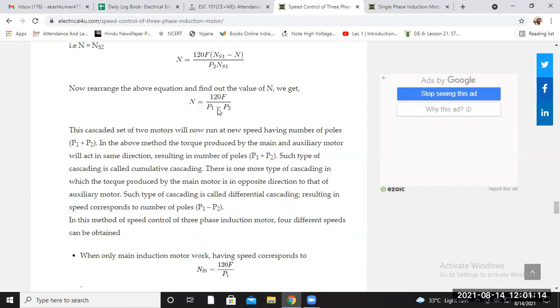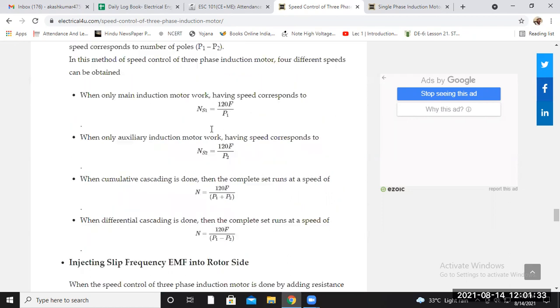That means if the number of poles is P1 plus P2, and we increase the total number of poles in the main as well as the auxiliary winding, the speed of the rotor will decrease, and if the number of poles is decreased, the speed will increase. These are some formulas. You don't have to take a screenshot of this one.